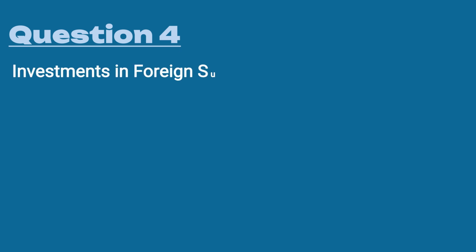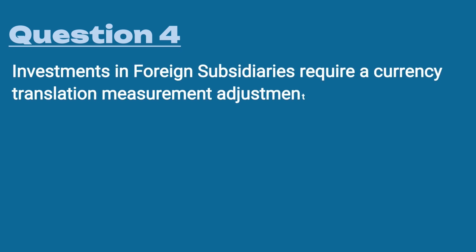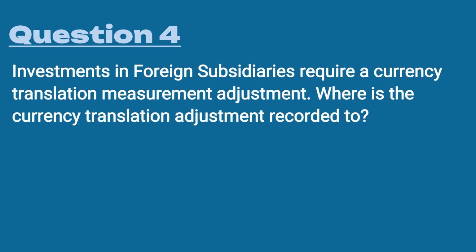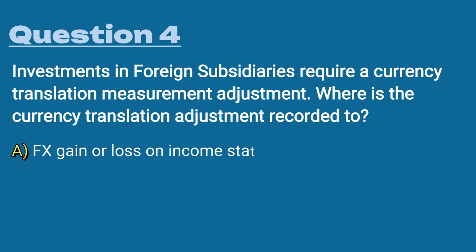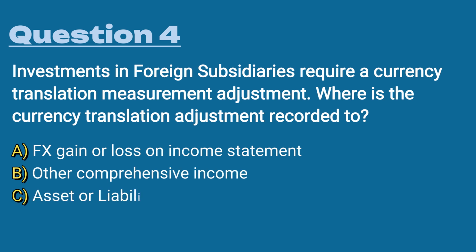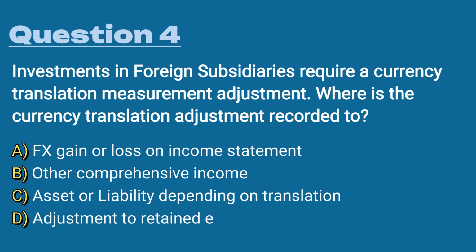Question number 4. Investments in foreign subsidiaries require a currency translation measurement adjustment. Where is the currency translation adjustment recorded to? A, FX gain or loss on income statement. B, other comprehensive income. C, asset or liability, depending on the translation. Or D, adjustment to retained earnings.